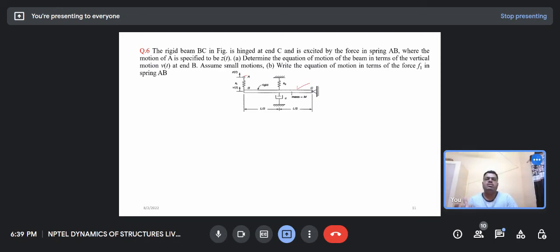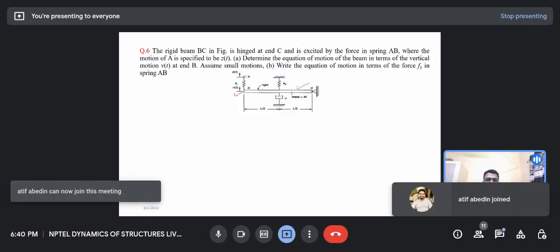First read what the question is asking. The rigid beam BC in the figure is hinged at C and excited by the force in the spring AB, where the motion of A is specified as zt. First we have to determine the equation of motion of the beam in terms of the vertical displacement vt at point B. Then we have to find the equation of motion in terms of the force F1 in the spring AB. Let us forget the second part for now and first focus on the first part.